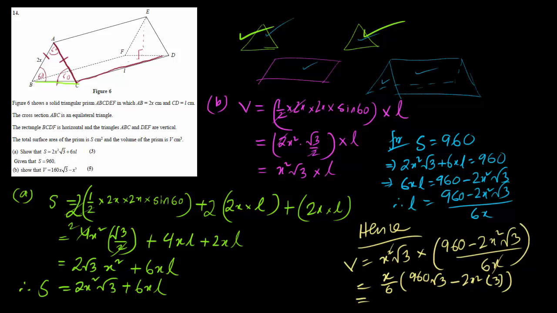Now we can divide by 6 and multiply it by 6x. So x by 6, that is going to be, 960 by 6 is 160. So this is going to be 160x square root of 3 minus, now this 3 times 6 divided by 6, so the 6 is going to be cancelled, so it is going to be x cubed. So we have shown the expression.